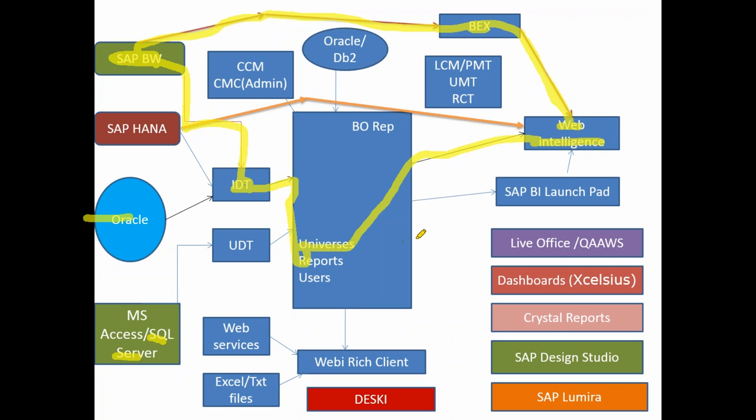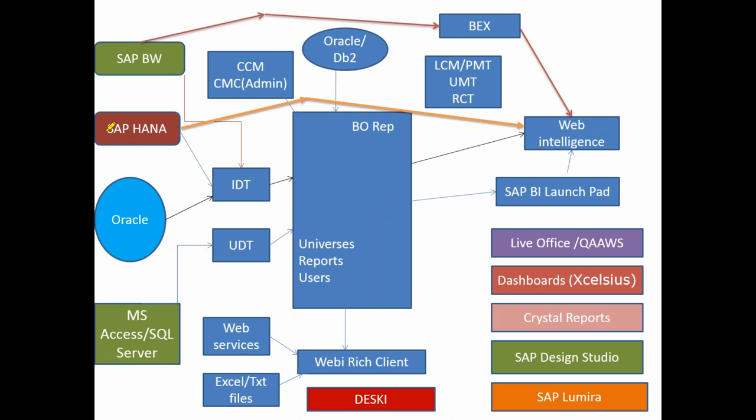And how are we going to access the BEx query and develop a Web Intelligence report? We are going to use the OLAP connection, the connectivity between BEx and BO. But when you are designing the universe on top of SAP HANA, BW, or Oracle and SQL Server, we use the relational connection while you design the universe. If you want to access the BEx queries directly and develop a Web Intelligence report, there we use the OLAP connection.